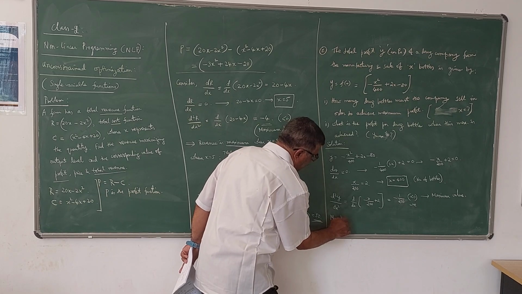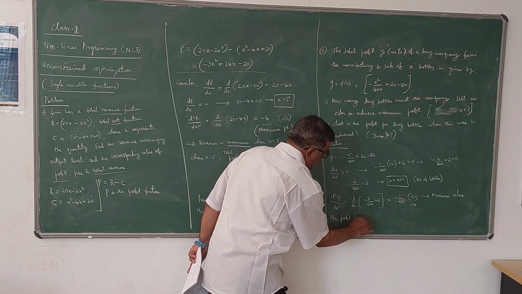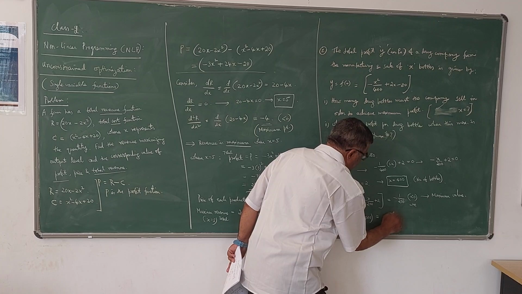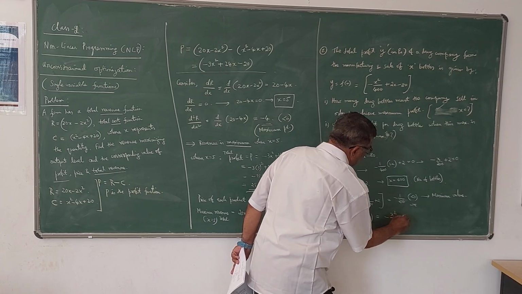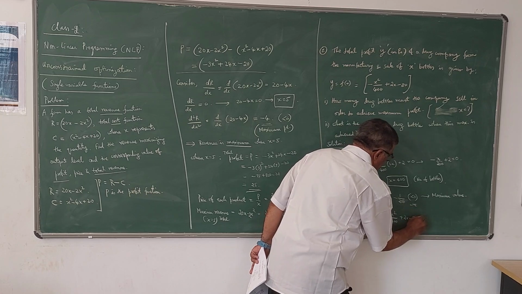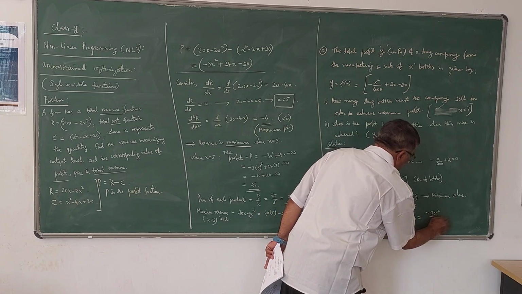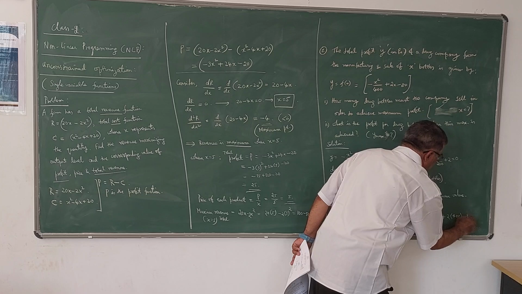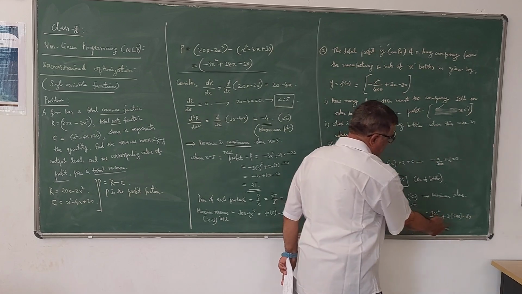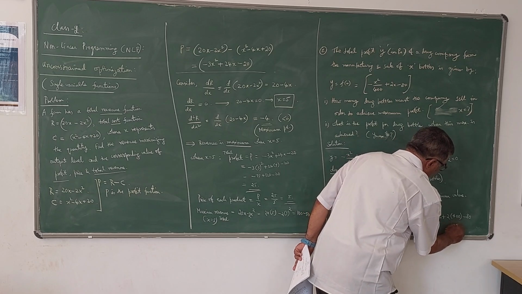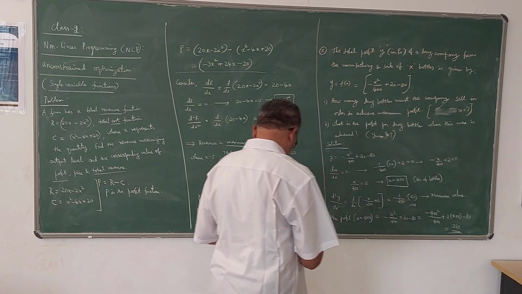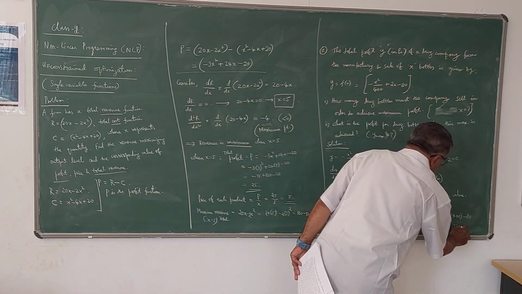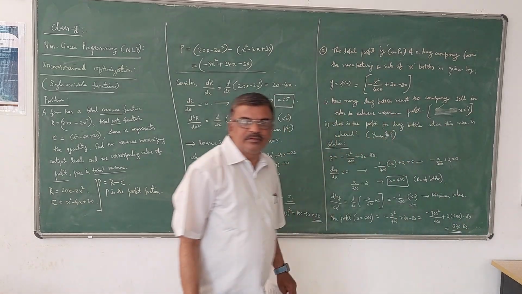So maximum profit becomes, we have to put x is equal to 400 in this function: minus x square by 400 plus 2x minus 80. So minus 400 square by 400 plus 2 into 400 minus 80. Minus 400 plus 800 minus 80. That is rupees 320. That is the profit.